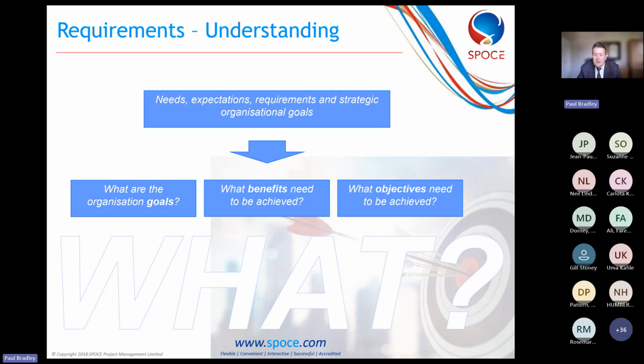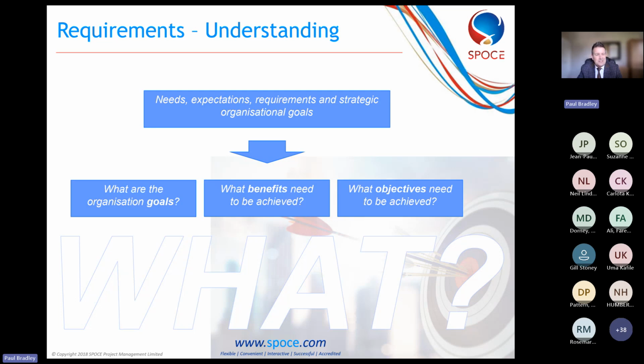We need to understand what benefits need to be achieved from our projects. If you were with me yesterday, I did mention the business case, and I made a point that projects should not start unless you've got clearly defined benefits that are documented in a business case. That is the driving force of the project. So we need to understand what we're trying to achieve from a benefits point of view, a measured improvement. And we need to clarify what the objectives are.